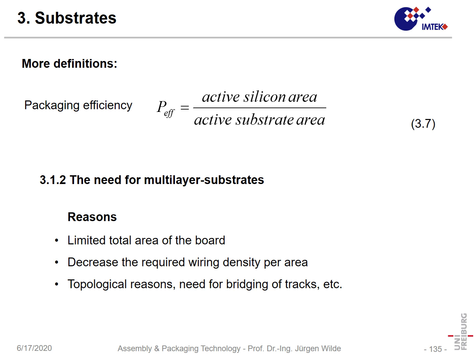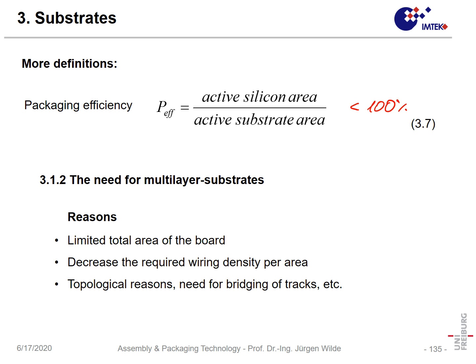If you look at packages, we also define the packaging efficiency. The packaging efficiency is the active silicon area per active substrate area. And in that way, of course, we typically have efficiencies below 100%, because typically the chip is smaller than the substrate.